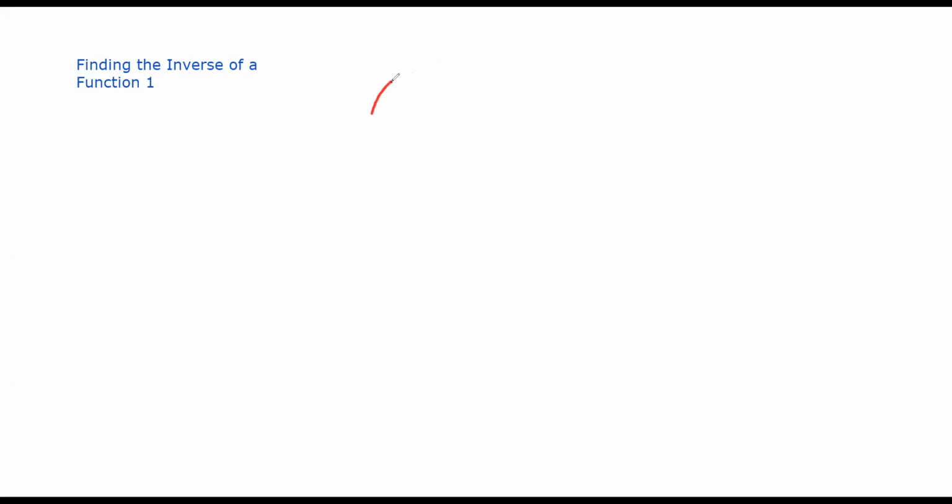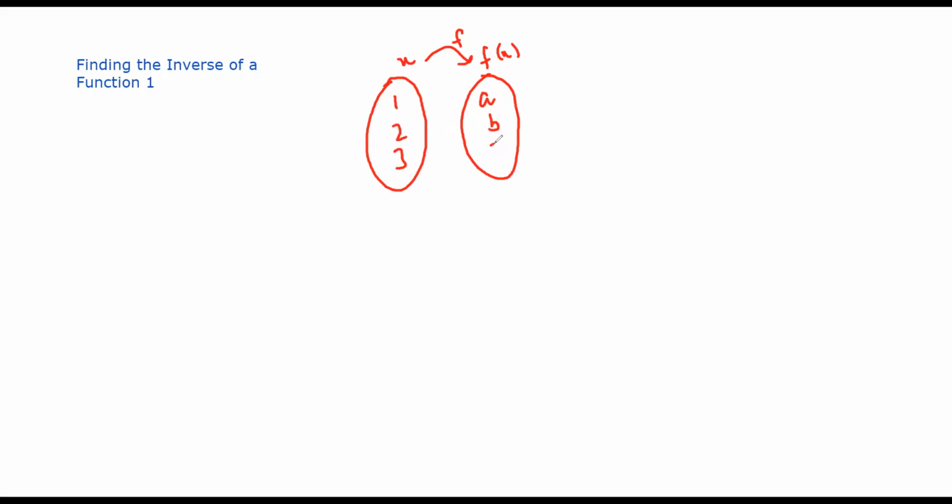Now suppose this is, you people are familiar with these diagrams. There is a function f that maps x onto f of x. Suppose this is 1, 2, 3. There is a, b, c. 1 is mapped onto a, 2 is mapped onto b, and 3 is mapped onto c. So you know that this is a 1-to-1 function, and obviously it is a defined function.